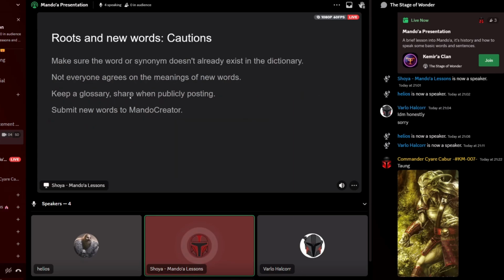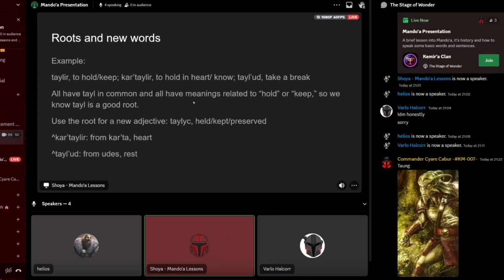So they all have tail in common, which, as I said, comes from hold or keep. By studying the dictionary, you'll start to see patterns, like, oh, tail is all of these things. Tailud isn't immediately obvious because it doesn't say hold or keep. It says take, and take is technically a different word. It has a different entry even, but it's used here in a different way, like preserving. I'll get to that actually.